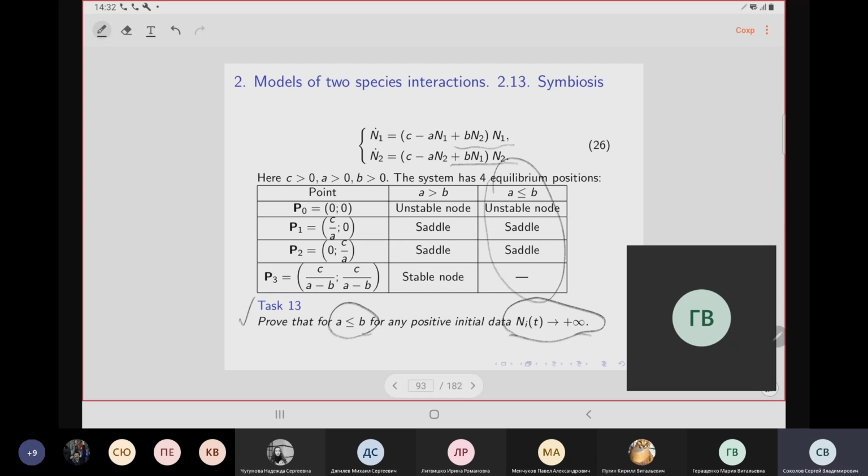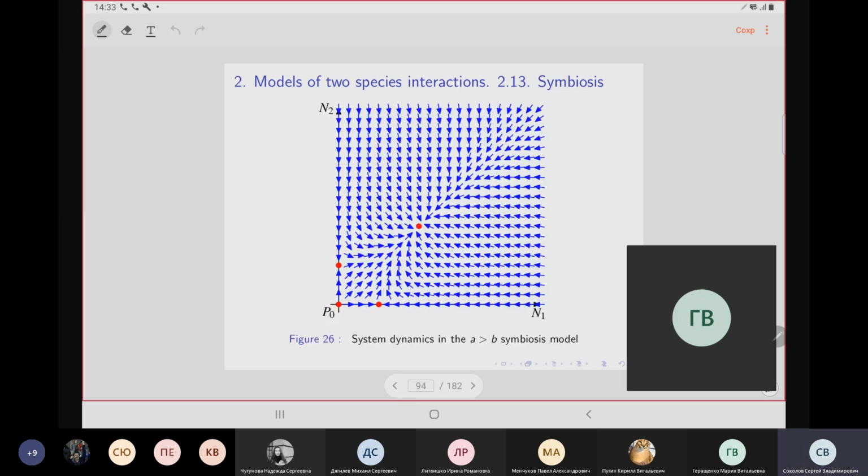And the second case is more real, when A is greater than B. Then we see that all the fixed points are unstable, and only one is stable. So in this system, the symbiosis guarantees us the coexistence of 2 populations. So it is the first situation, the symbiosis model.